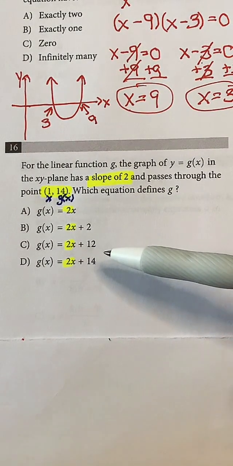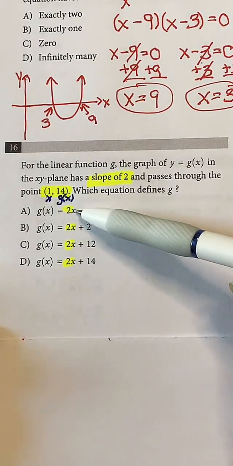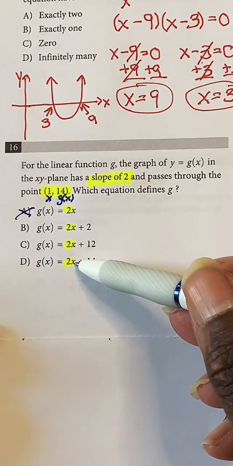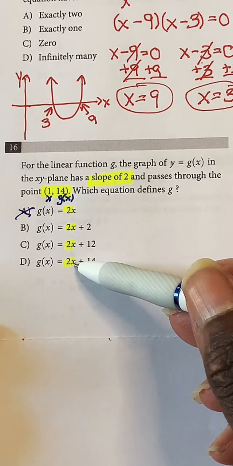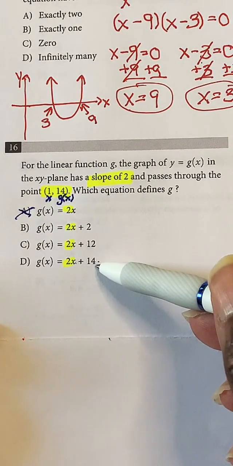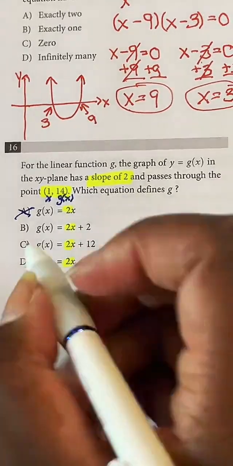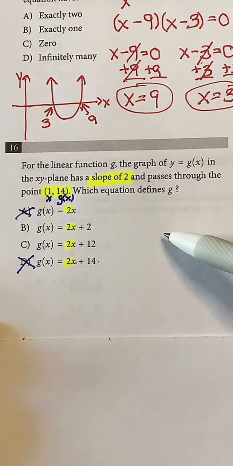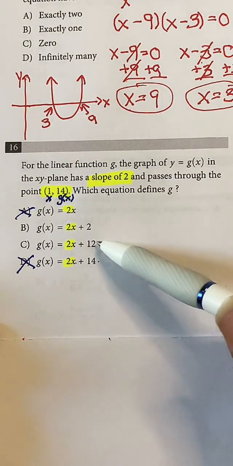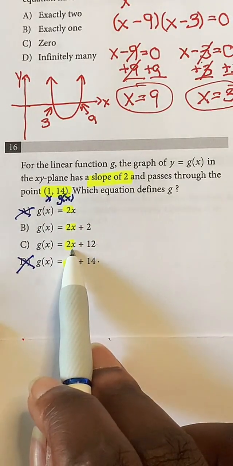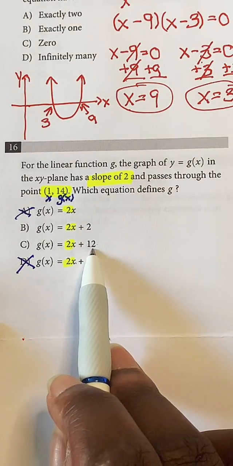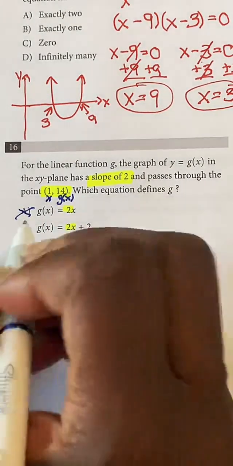Okay. All right. So if I plug a 1 in for the first one, that's just going to give me a 2. Boom. That's done. Then I come down here. If I plug a 1 for the x here, 2 times 1 gives me 2. 2 plus 14, that gives me 16. I'm looking for 14. Boom, that's not it. So now you see, it is C. Because if I plug that 1 in for the x, 2 times 1 gives me 2, plus 12 gives me the 14, and that's what we're looking for.